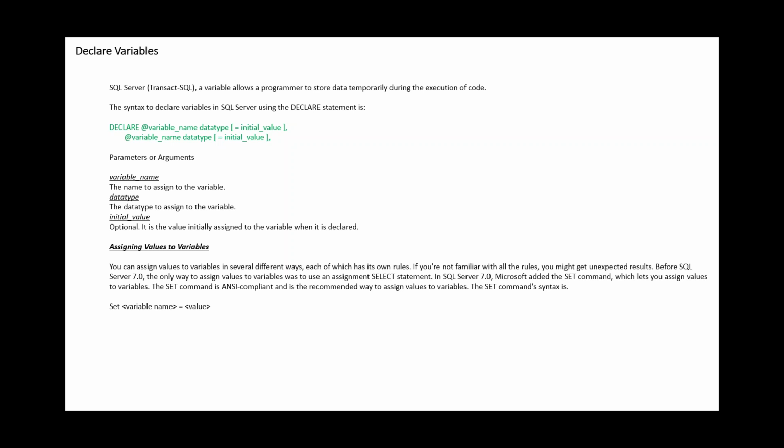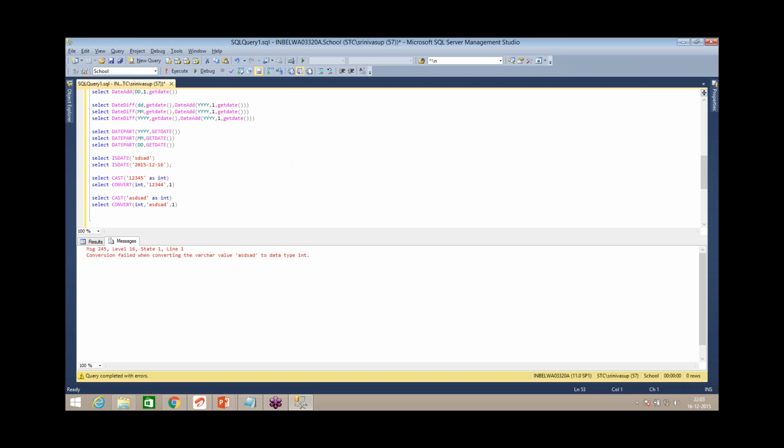Okay, and the data type: declare the variable name and then the data type, and if you want to give any default value or initial value for that, you can give it there itself. So the variable name is to assign the variable, and the data type, and the initial value is optional, it is the value initially assigned to the variable when it is declared. If you want to assign some value to a variable, you have to use set, your variable name and equal to the value. Without set, it won't compile the statement itself. If you are trying to assign some value to your variable and you are not using set, it will throw some error. Okay, so we will see a simple example of how we can do this.